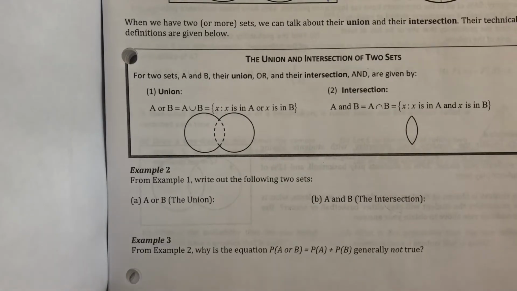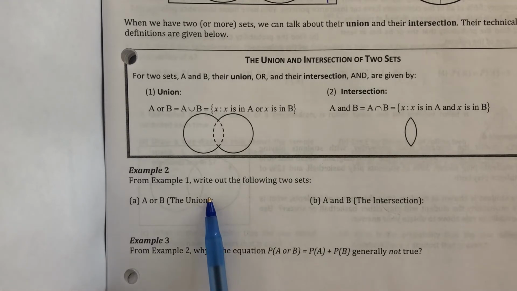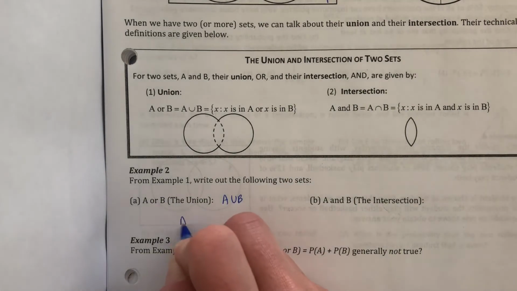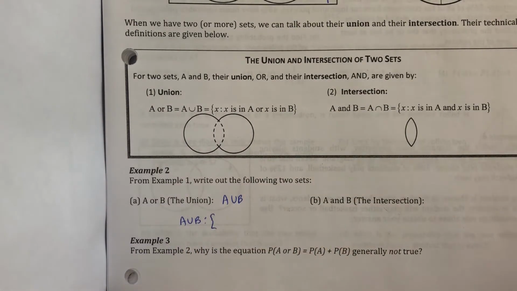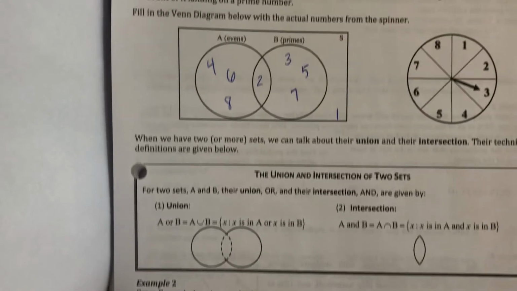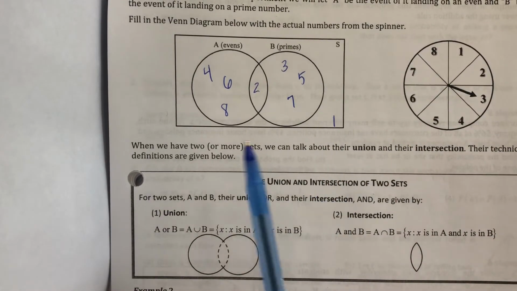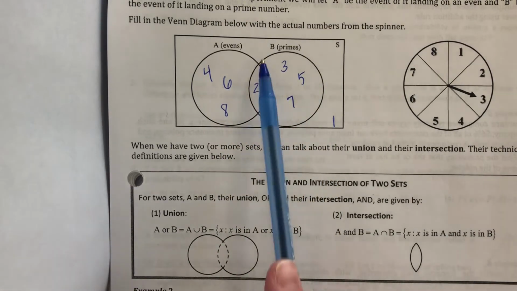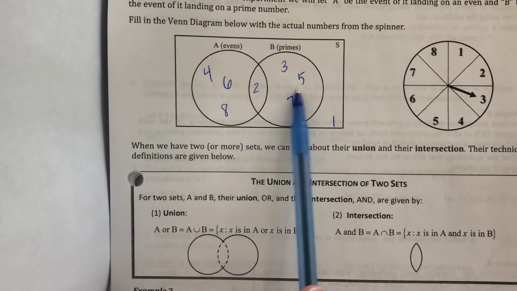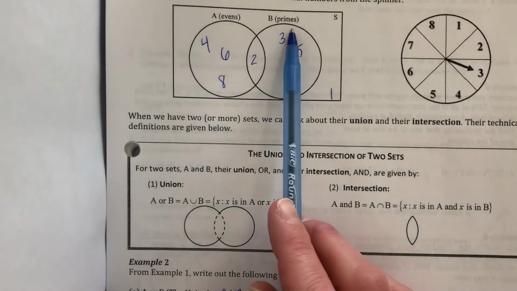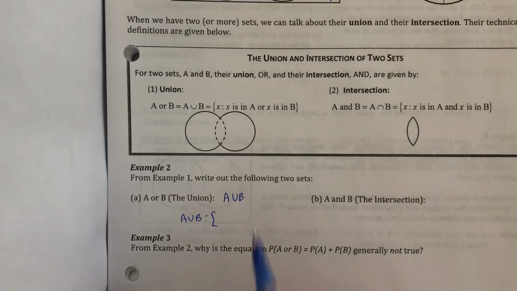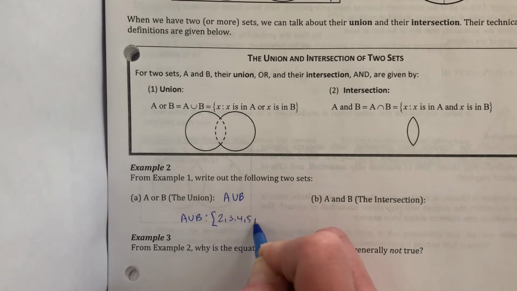So in example 2, we're going to use the example above to write out the following 2 sets. A or B. Again, that's the union, A or B. So A or B, the set of numbers that are in either A or B would be 2, 3, 4, 5, 6, 7, 8, all those numbers in the bubbles, okay? Because it can be in this one or in this one, doesn't matter. Remember, A is even or B is prime. So if I said I want all the numbers that are either even or prime, I can choose 2, 3, 4, 5, 6, 7, 8.